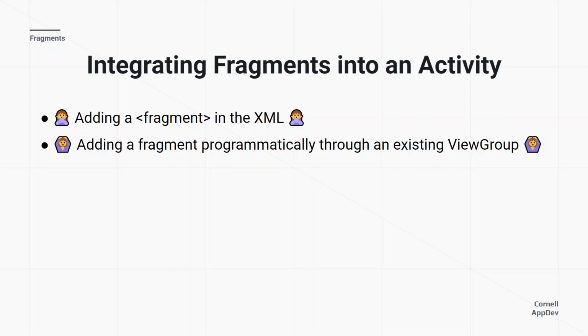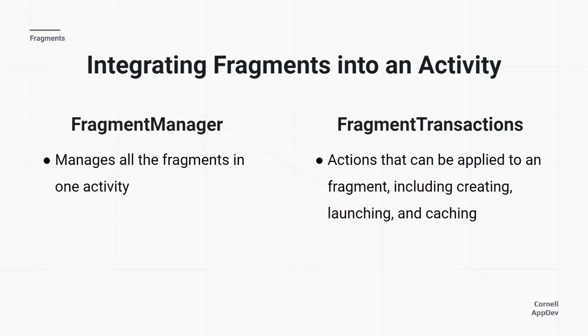The recommended way, and the way that you'll see inside our demo, is through an existing view group. So this can be a linear layout or a coordinator layout. And basically you have a layout that acts as a fragment container, and you can put fragments inside and swap them in and out. And Kevin will show you how to do this inside a demo as well.